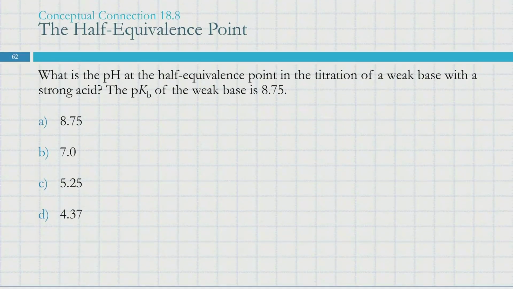Let's say that we are doing the titration of a weak base with a strong acid, and the pKb of our weak base is 8.75. What is the pH at the half equivalence point? We've got a guess for C. Any other guesses?